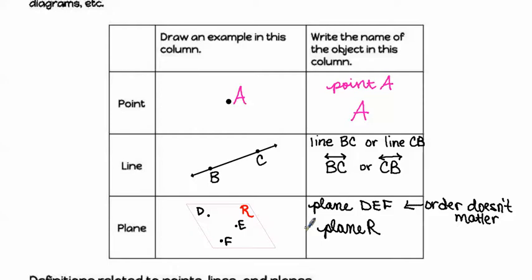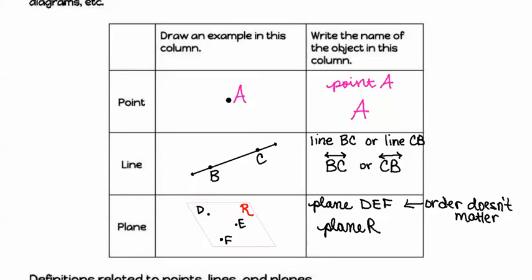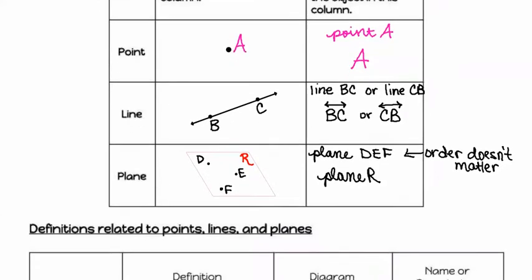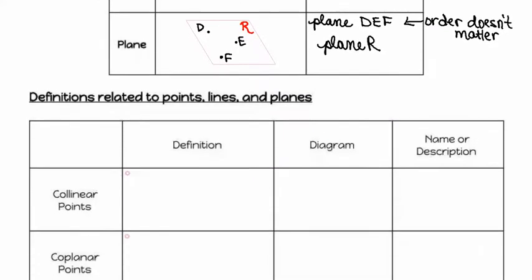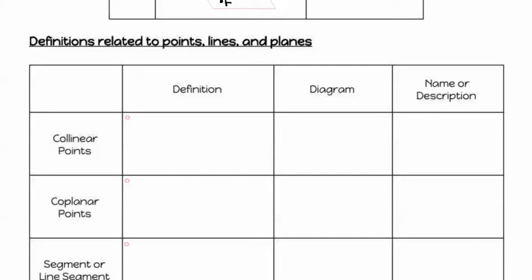It is not necessary to copy the font that they've tried to use. You're going to see this little scripted, pretty, frilly kind of font. You can just write an R. You don't have to write it with all the loops and pretty lettering. So we have a point, line, and a plane. Now we're going to look at some things that are formed using points, lines, and planes, definitions related to them.